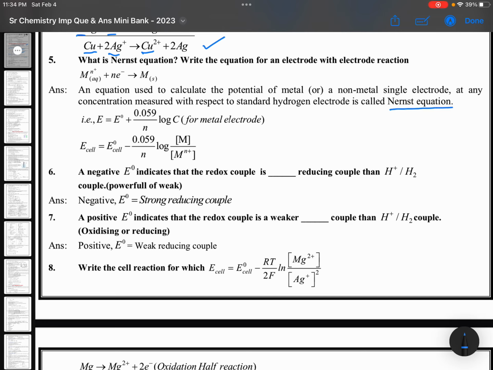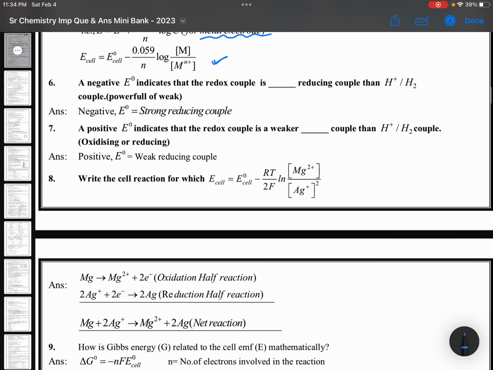So at any concentration, for non-metals and metals you can calculate. E = E° + (0.059/n) log C for non-metals. E cell = E° cell − (0.059/n) log [M]/[Mn+] for metals. Now simply remember this.